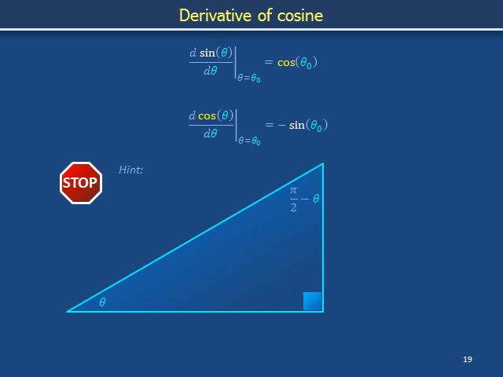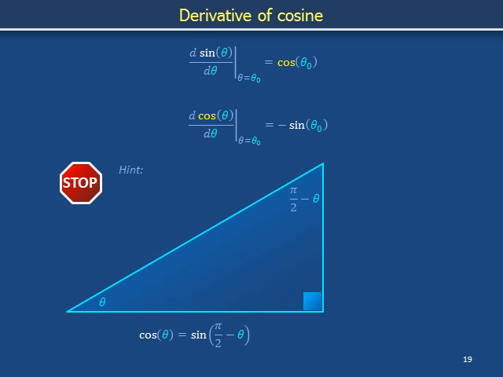Consider the right triangle with angle theta, which is just as well specified by indicating that the opposite angle is pi over 2 minus theta. The leg that is adjacent to the label for theta is also the leg that is opposite the label for pi over 2 minus theta. Hence, cosine of theta equals sine of pi over 2 minus theta.